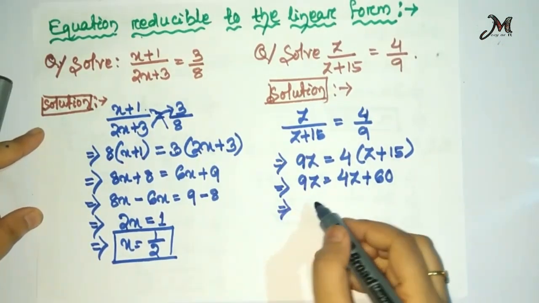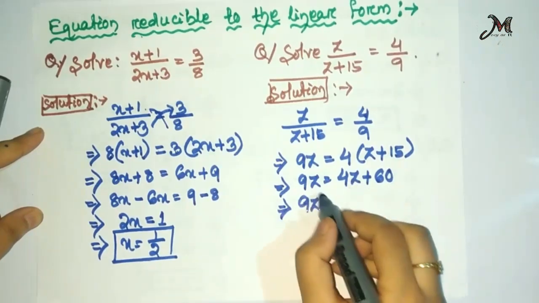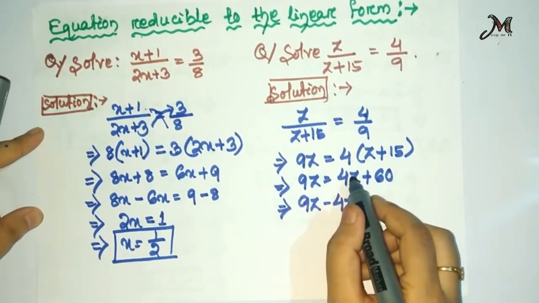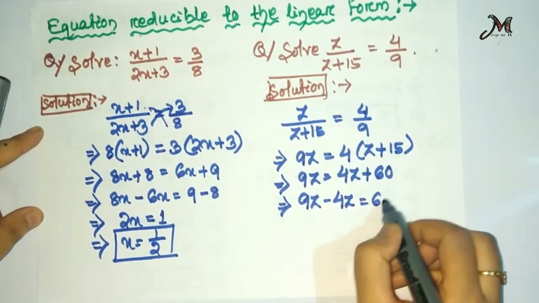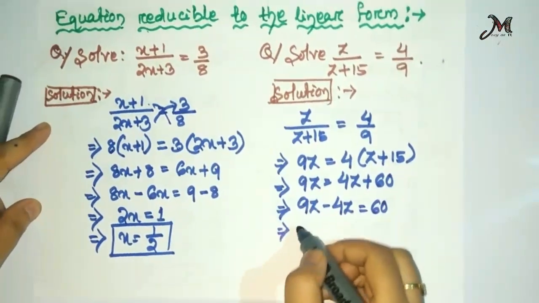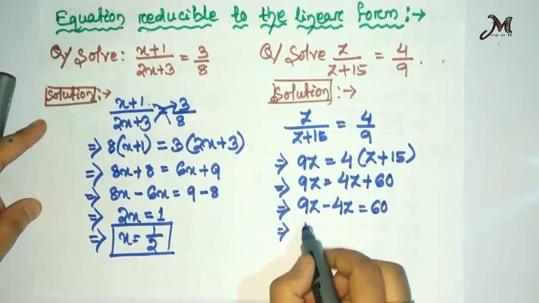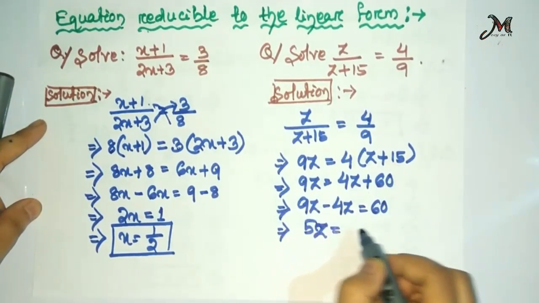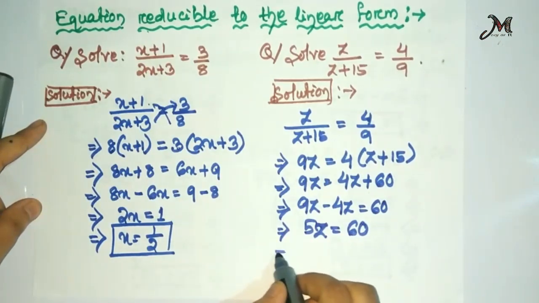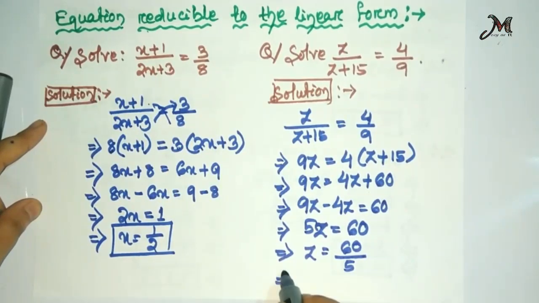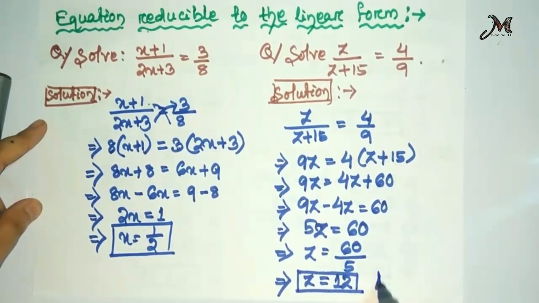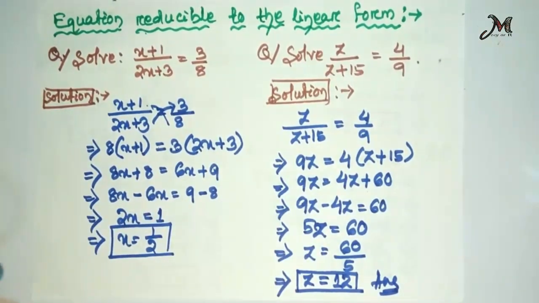Now we'll just arrange the terms. So 9z minus 4z, because 4z will be transposed to the left hand side. Okay. So 9z minus 4z is equal to what? Now 5z, 9z minus 4z will be 5z, is equal to 60. So z will become 60 divided by 5, that can be simplified and we'll get z is equal to what? 12. Okay, so this is the final answer.